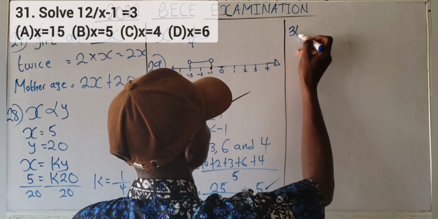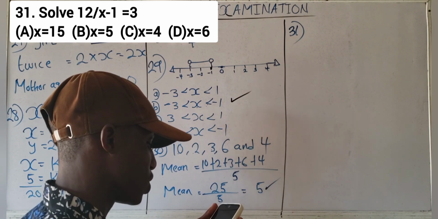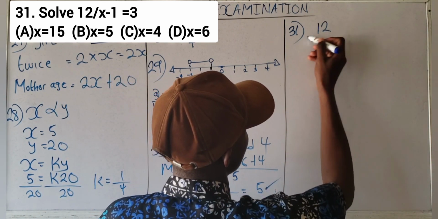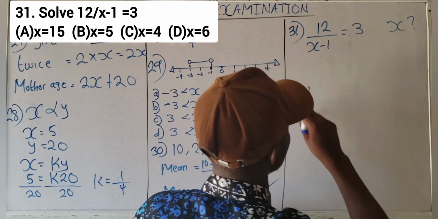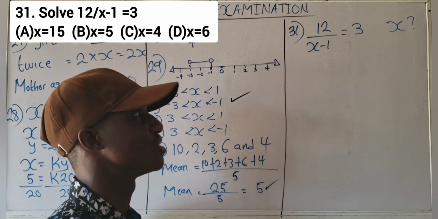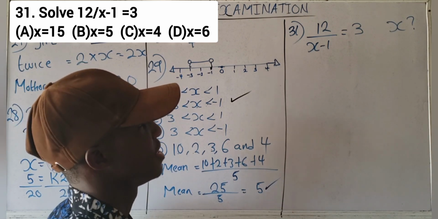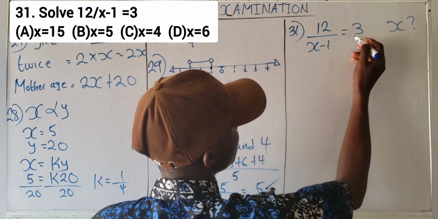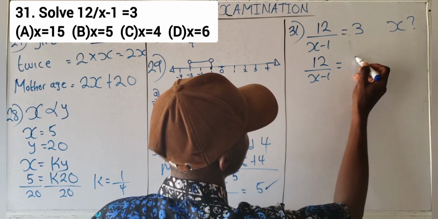Now we have question number 31. For question number 31, we are asked to solve for x in 12 over x minus 1 equals 3. 12 over x minus 1 is equivalent to 3. We have to find x. Now, how do we find the value of x? We have two fractions separated by an equals sign. We have the left hand side and the right hand side. This 3, I can rewrite this as 12 over x minus 1 is equivalent to 3 over 1.